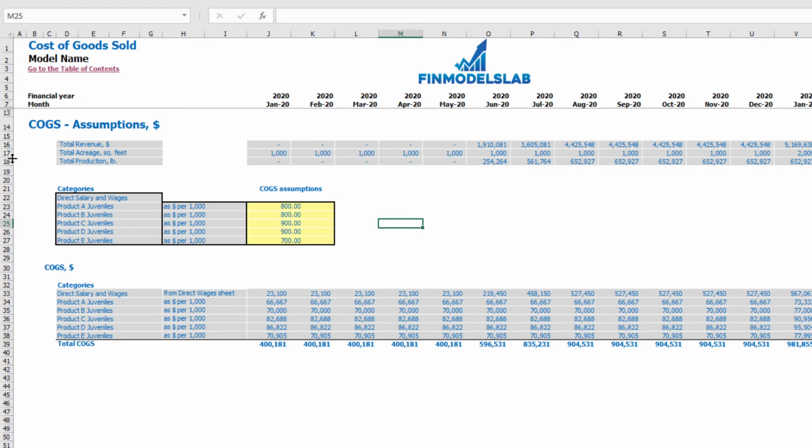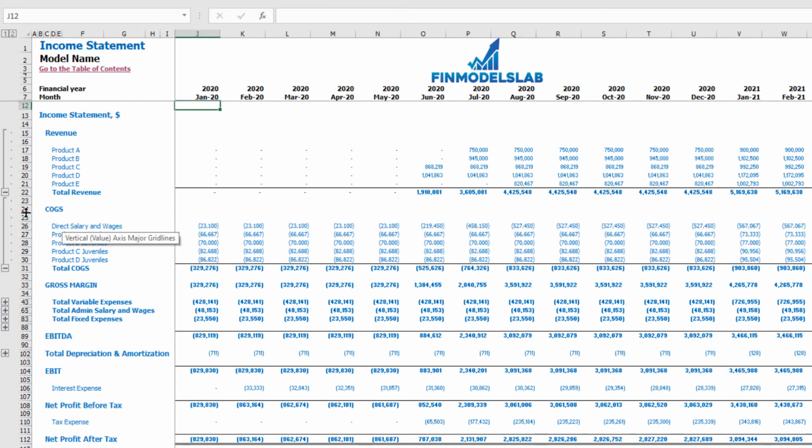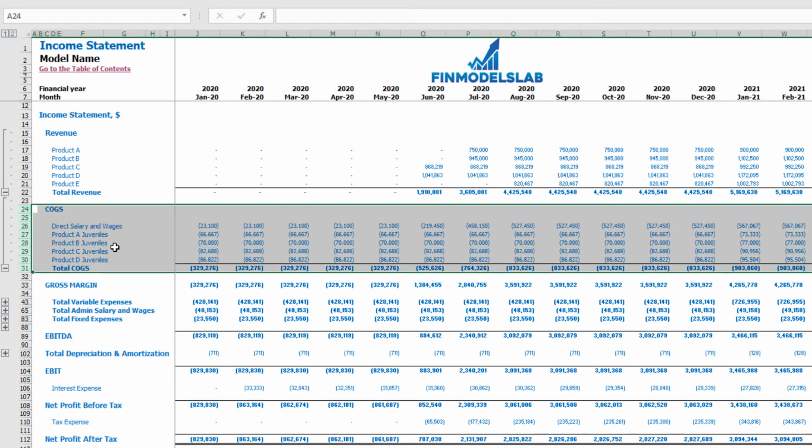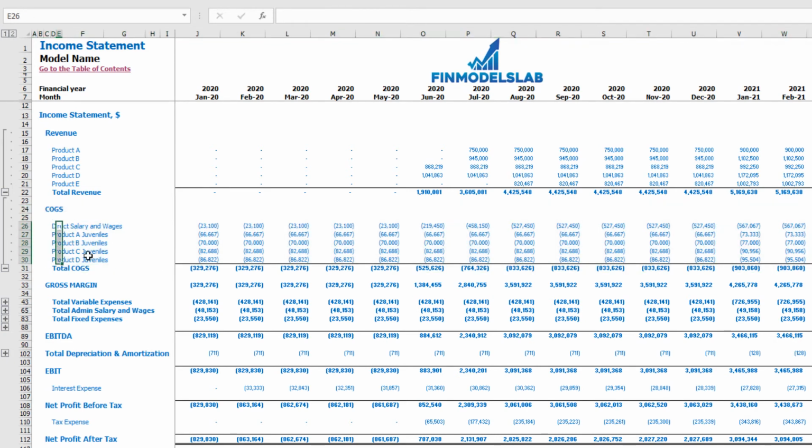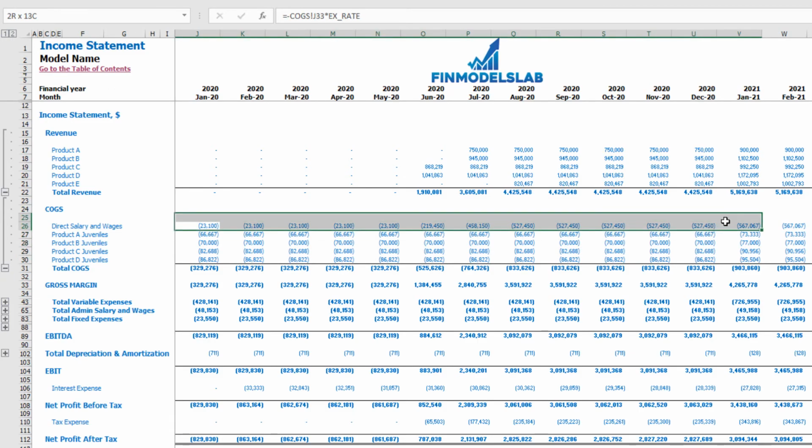On the top you may see the amount of total revenue, total acreage and total production. Below you may see the calculation of cost of goods sold line items by months and by categories, and the breakdown of COGS by line items and months you may see in the income statement under the COGS section. Here you may see the same categories and breakdown by months.